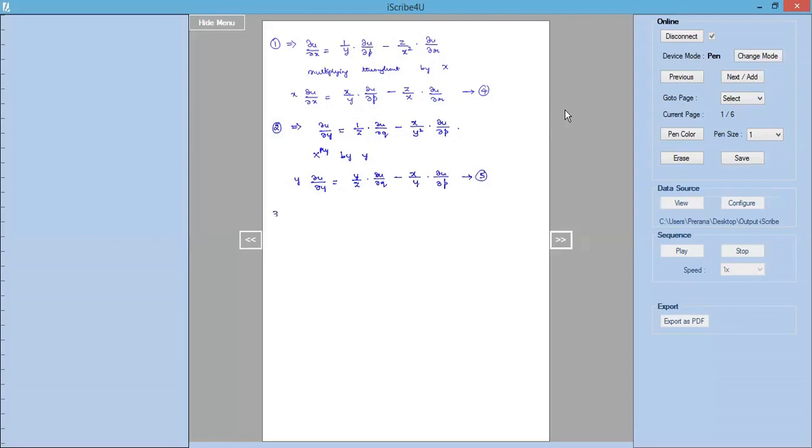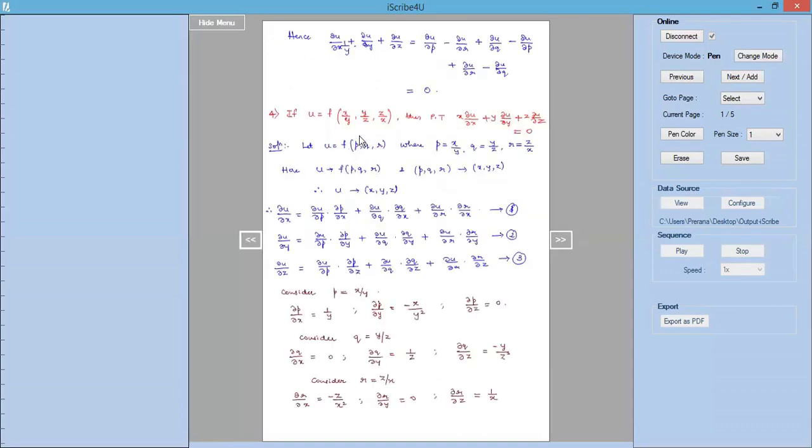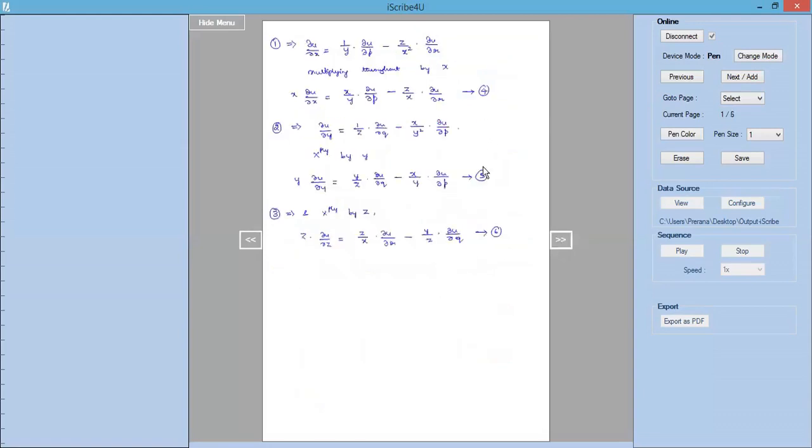And for one last equation, by substituting into equation 3 and multiplying by z as well, we get z into dou u by dou z is equal to z by x dou u by dou r minus y by z into dou u by dou q. We can directly change y to z, z to x, q to r, p to q, like that, since the given function is a symmetric function. Now we have to add 4, 5 and 6.